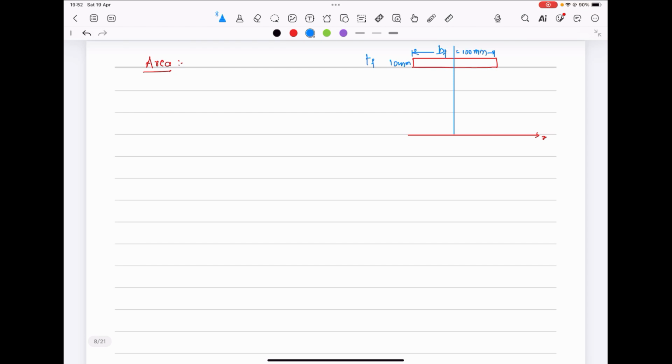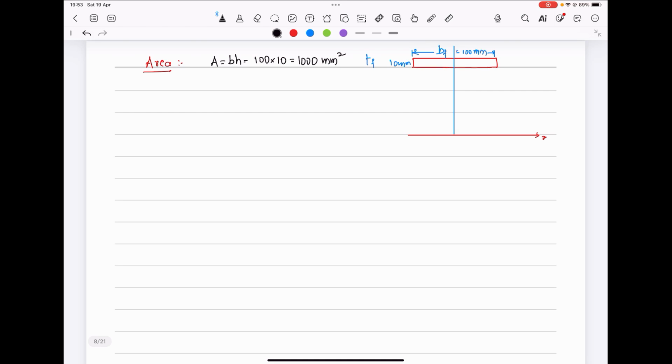Now, with respect to x-axis, what is this area? Either with respect to x-axis or y-axis, the area is same. Area is equal to BH. B is the breadth. What is the breadth? That is 100. What is the height? That is thickness of flange. That is 10. That means 1000 square mm. This is the area.